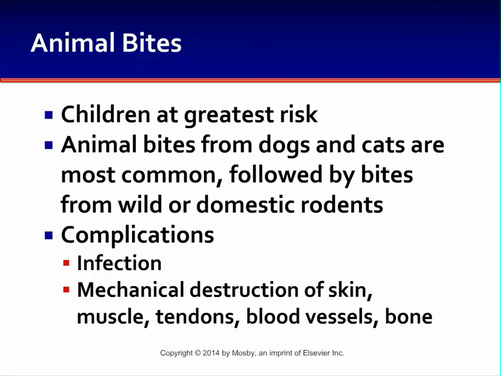Every year, over 5 million animal bites are reported in the United States. The most significant problems associated with animal bites are infection and mechanical destruction of skin, muscle, tendon, blood vessels, and bones. The bite may cause a simple laceration or may be associated with crush injury, puncture wounds, and tearing of multiple layers of tissue.